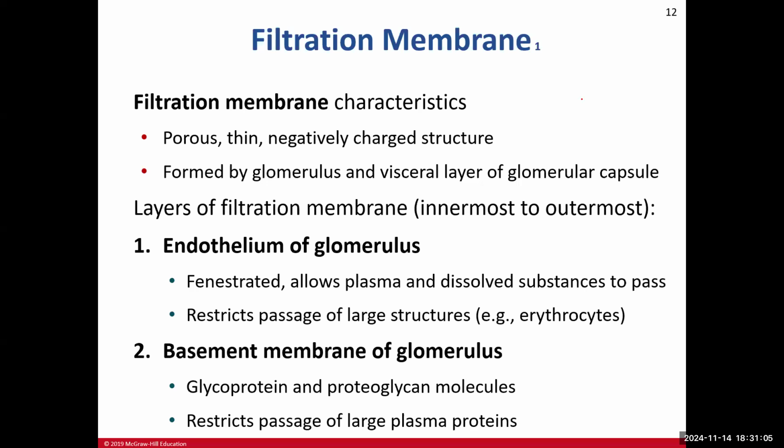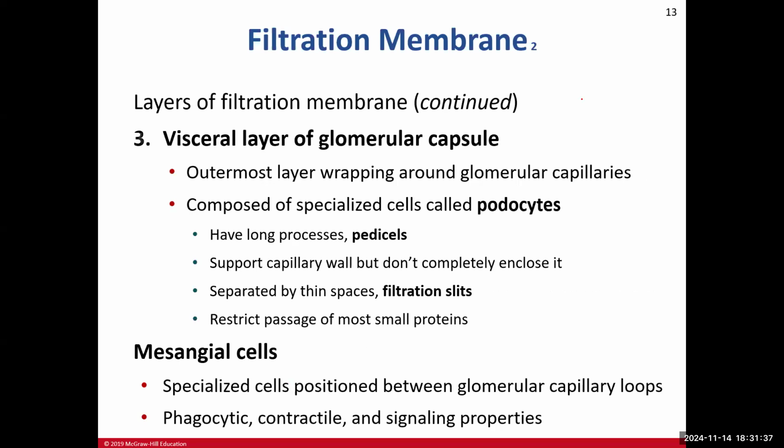But porous makes sense, right? What use is a filter if it's not porous, if things can't get through it? Thin makes it nice too, because things can move through with relative ease. So when we're talking about the filtration membrane, you will see we have a couple different layers there. There are 3 parts to it. I'll go through the parts real quick. The endothelium of the glomerulus, which are the capillaries, that's the simple squamous epithelium. You know what endothelium is. Then we have the basement membrane, because remember, epithelium sits on a basement membrane. And then the third is going to be the visceral layer of the glomerular capsule.